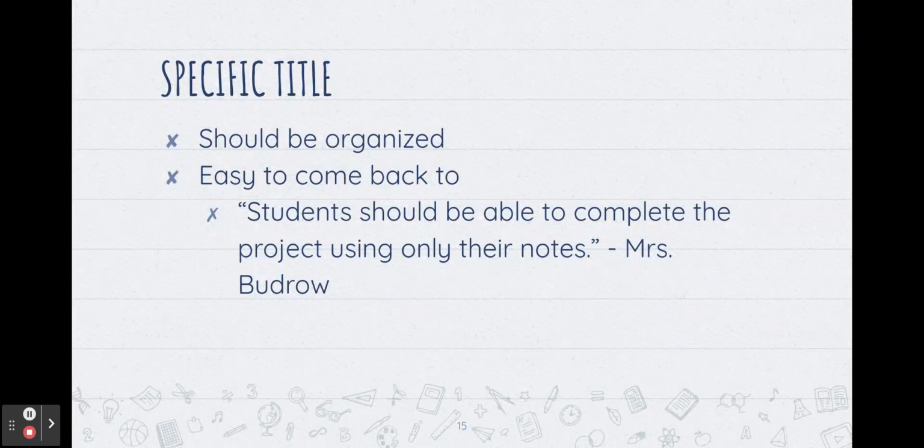All right, notes should be organized, and they should be very easy to come back to. "Students should be able to complete the project using only their notes." And if you notice, that was my quote, but it's in quotation marks and it's cited, so we know exactly what it is.